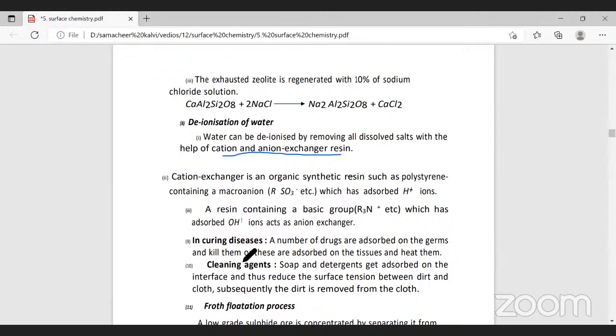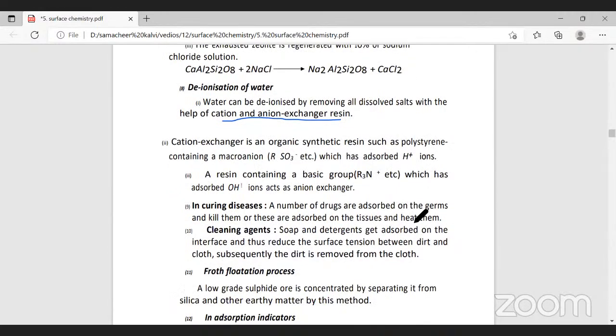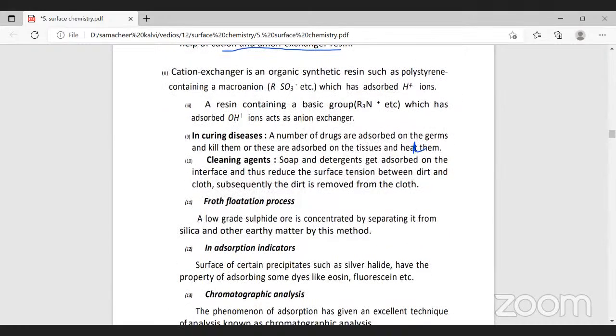In curing diseases, a number of drugs are adsorbed on the germs and kill them, or these are adsorbed on the tissues and heal them. Curing disease by the process of adsorption. Cleansing agents: soaps and detergents get adsorbed on the interface and thus reduce the surface tension between dirt and cloth. Subsequently, the dirt is removed from the cloth.